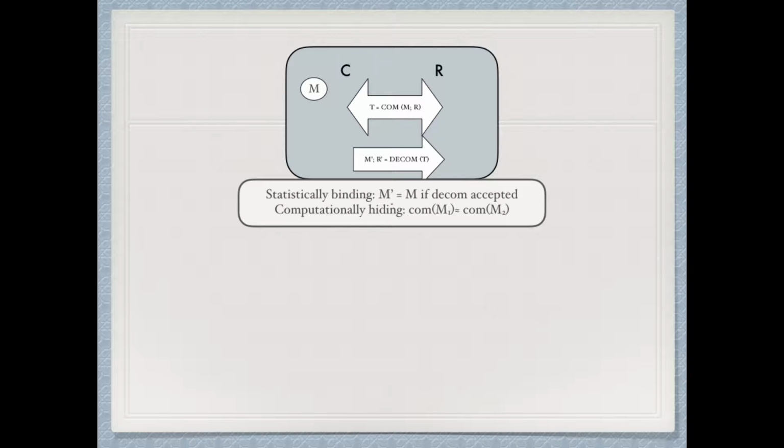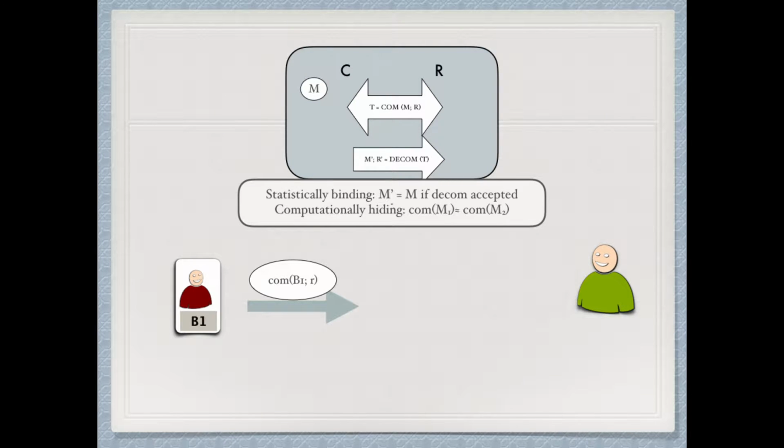And this scheme should have binding and hiding properties. For this talk, we will only be interested in statistical binding and computational hiding, which means that the probability that the committer was able to open to another message if the decommitment is accepted is really small, and the transcript of the commitment, but not the decommitment, just the commitment, should not reveal the underlying message to the receiver. So for any polynomially bounded receiver, the transcripts of commitments to different messages should look indistinguishable.